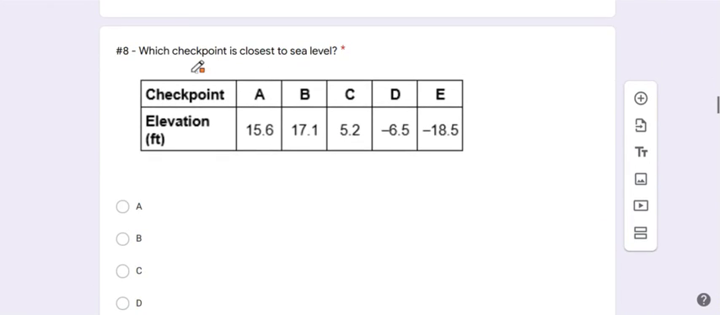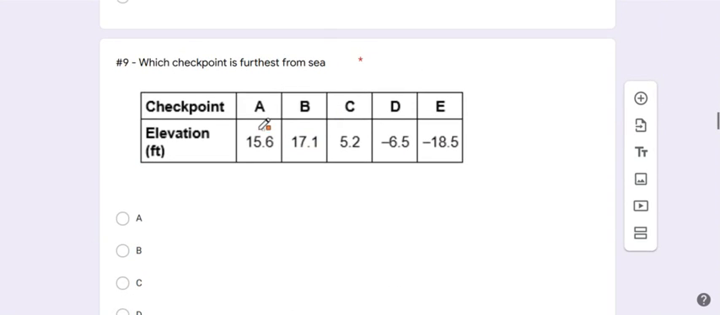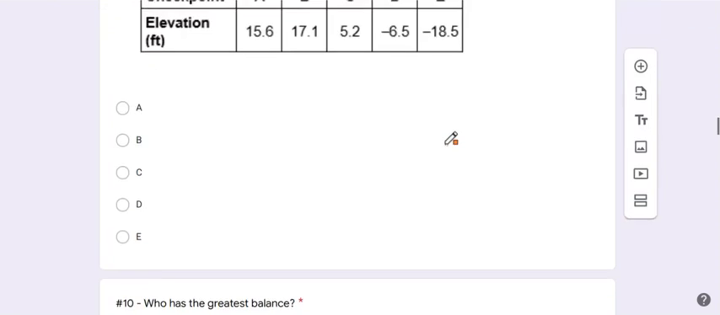Number 8, which checkpoint is closest to sea level? Remember in chapter 1, we talked about how sea level is at 0. So which of these checkpoints, A, B, C, D, or E, are closest to sea level, closest to 0? Number 9, you want basically the opposite answer. What is the checkpoint furthest from sea level, furthest from 0?